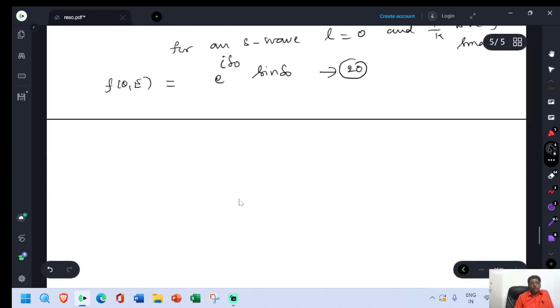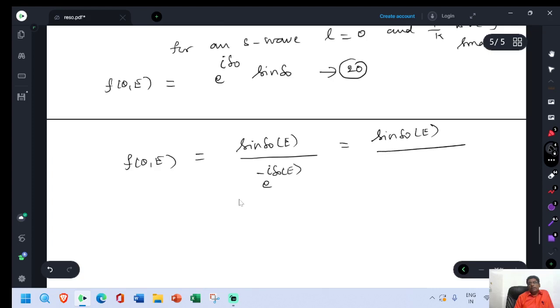Then this is further modified as f(θ, E) equal to sin δ0(E) divided by e^(−iδ0(E)). This is equal to sin δ0(E) divided by cos δ0(E) minus i sin δ0(E). See, this is 21.